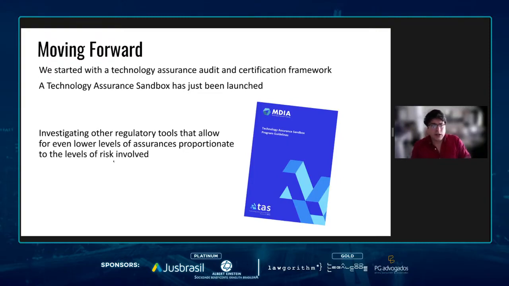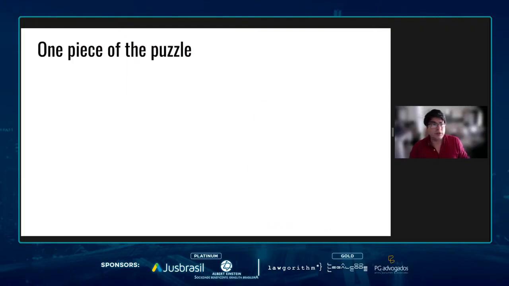And in future, we're looking into other tools to include into our regulatory framework that might even allow us to have lower levels of assurances for lower level risks. And these two tools that we have now, we feel that they're going to help us to adapt quickly to other regulatory regimes as they're put forward, such as those from the European Union, for example.